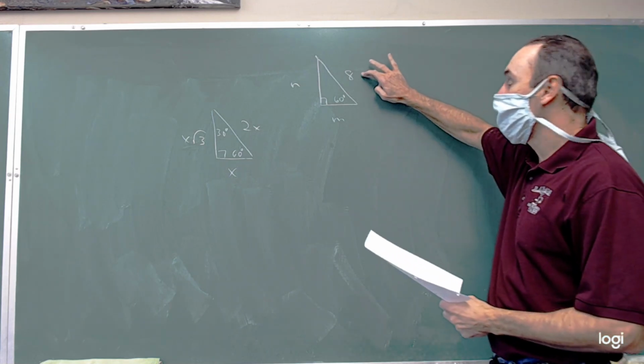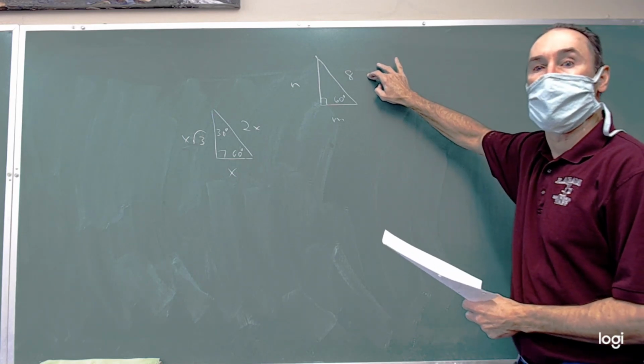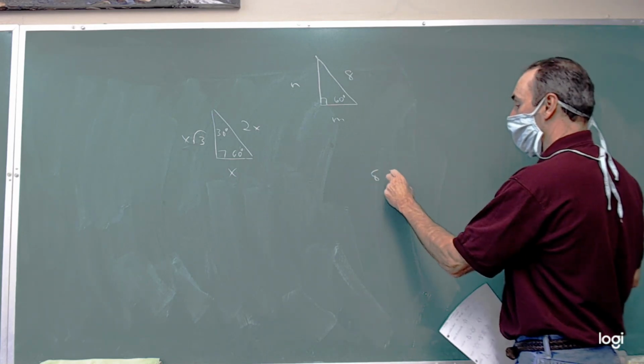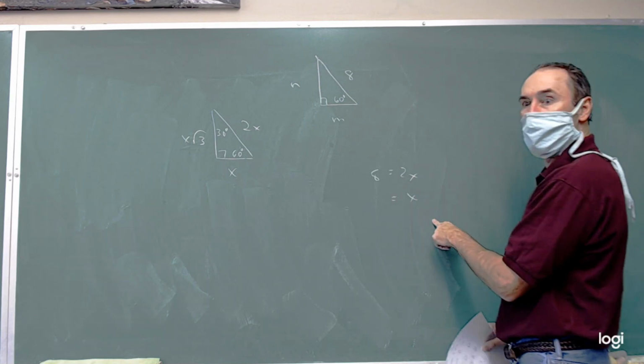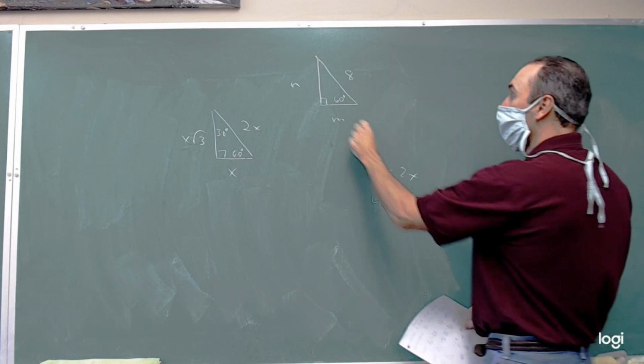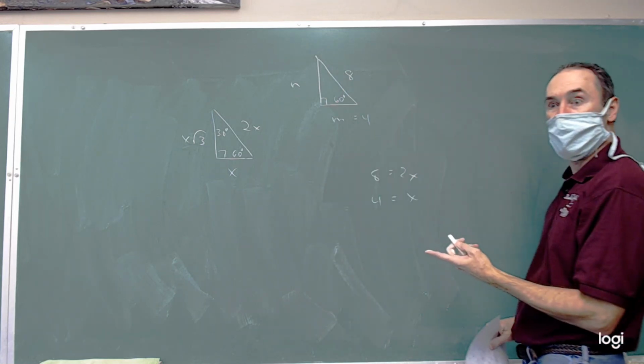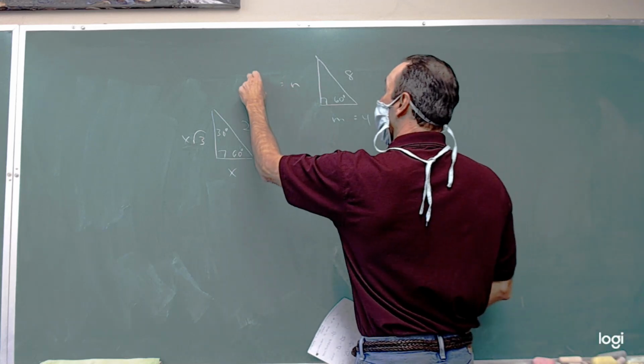So the 8 is equal to, is it equal to x, 2x, or x square root of 3? 2x. 2x. So that means the x must be 4. And which is the x, the m or the n? M. So that's the short leg, so that's the 4. And that means the n must be 4 square root of 3.